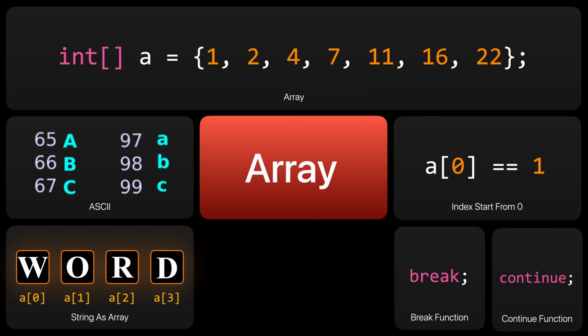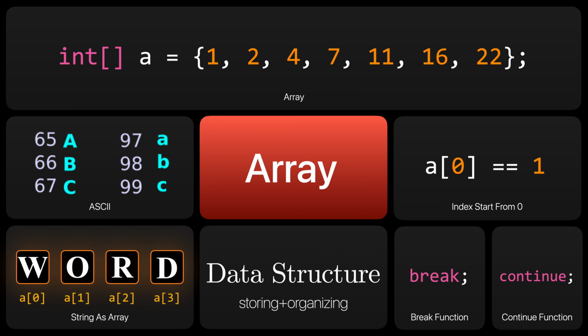Also, we learned the new continue function. Unlike the break function, it just skips the current cycle instead of the whole loop. Please keep in mind, like an array, a way to store and organize data is a data structure. This concept will help us to discover the secret in the next chapter.